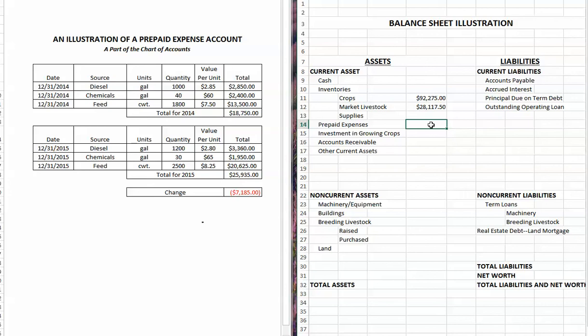All right, so in prepaid expenses, because you own those things, they are an asset, we're simply going to put that total right here under prepaid expenses. Once again, the change in prepaid expenses does not go on the balance sheet. It will be recorded on a different financial statement. So this just illustrates how those supplies that you have pre-purchased that you own would be recorded on the balance sheet.